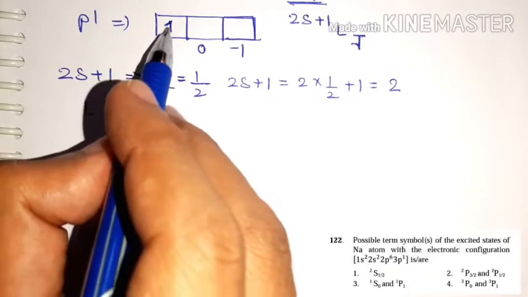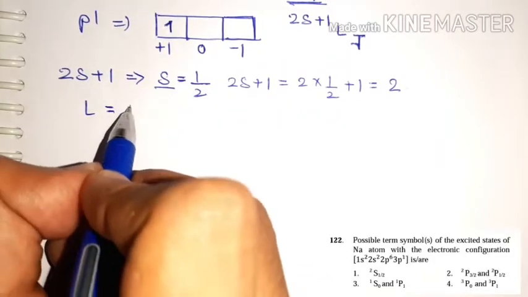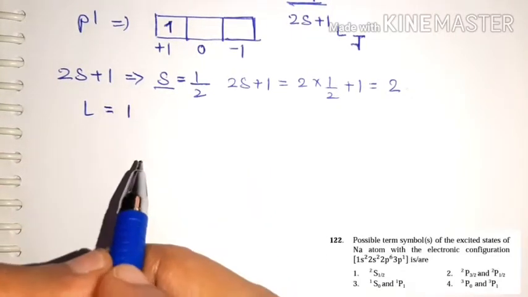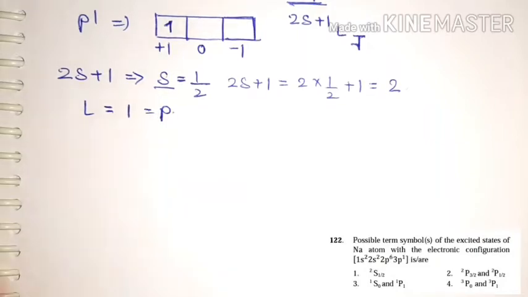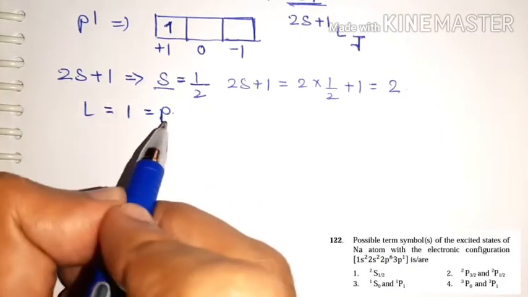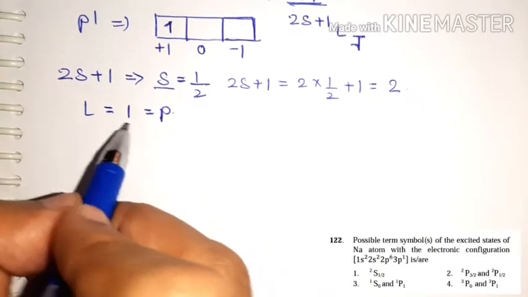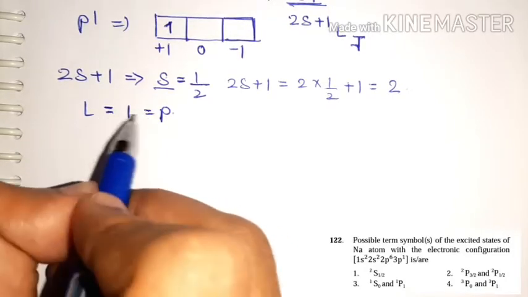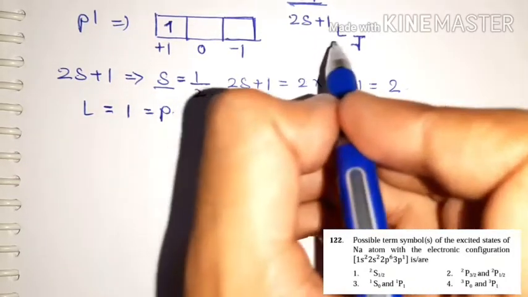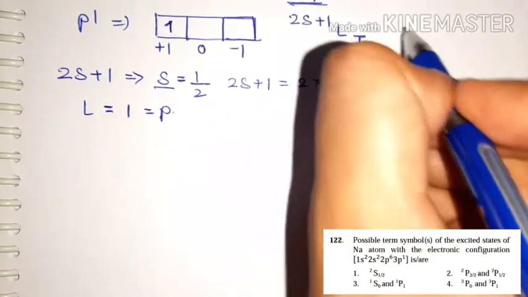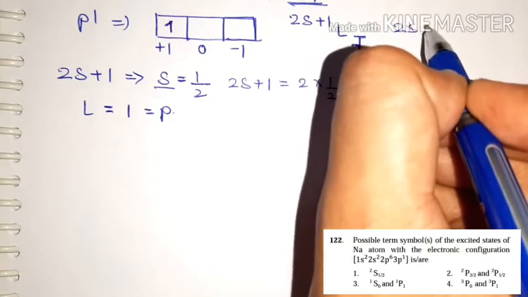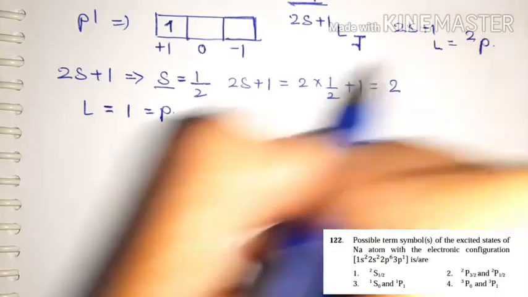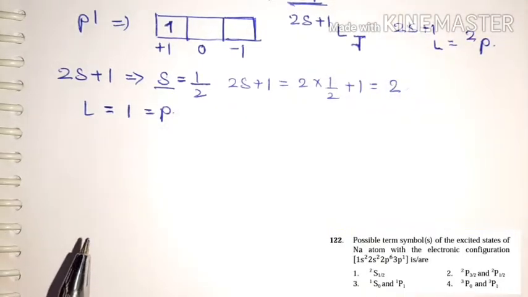Now after that we must find L. From this configuration you can conclude that the value of L is 1, and the symbol for L equal to 1 is P. You know very well that the symbol for L equal to 1 is P, L equal to 0 is S, L equal to 2 is D, and L equal to 3 is F. So here L is 1 and the symbol related to it is P. So 2S+1 L is 2P. Okay, now we must find the value of J.